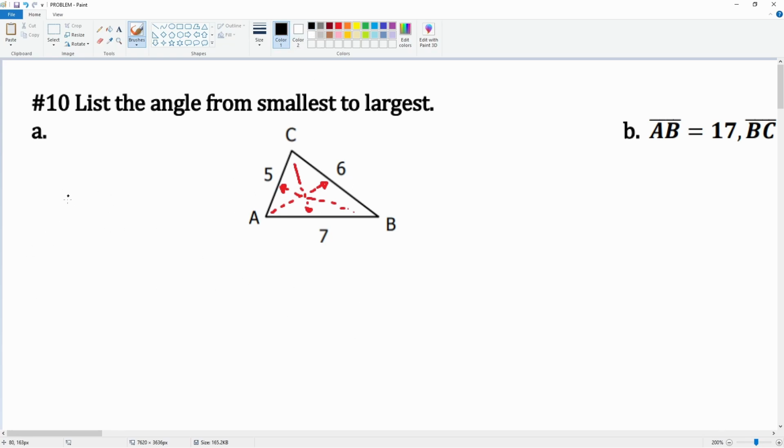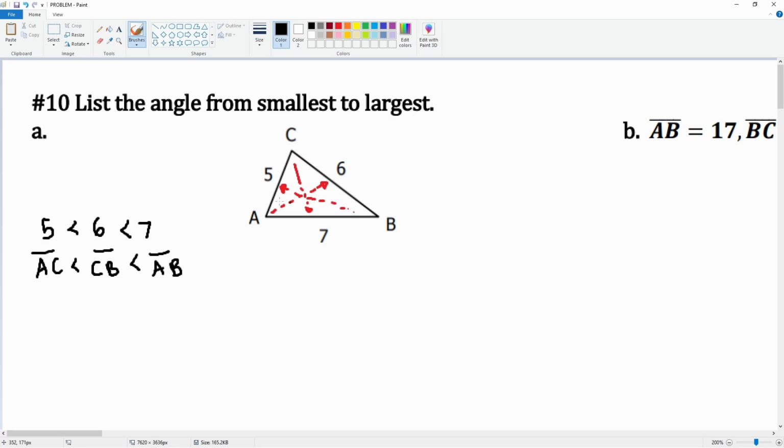So the smallest side is your 5, which is less than 6, which is less than 7. And 5 is governed by line AC, 6 is line CB, and 7 is line AB. Okay, this is just labeling the sides.